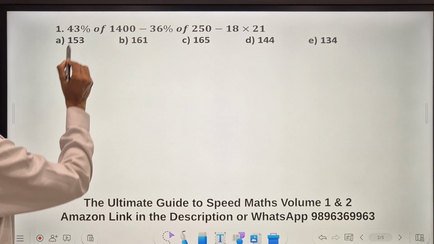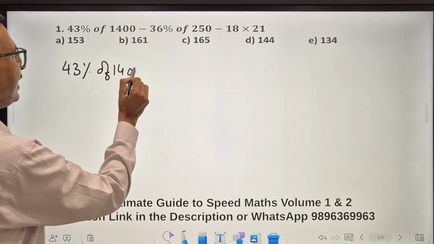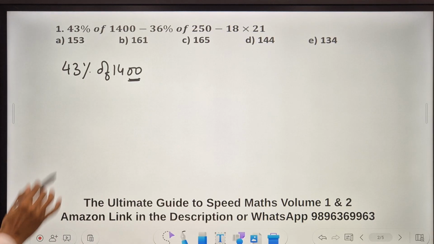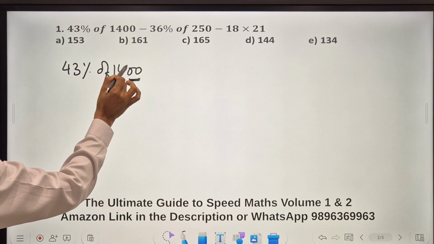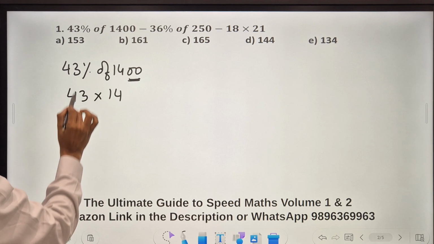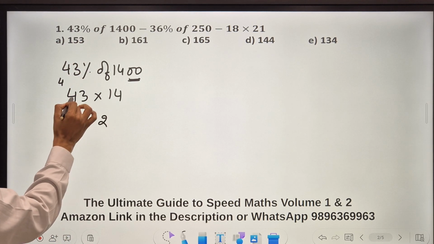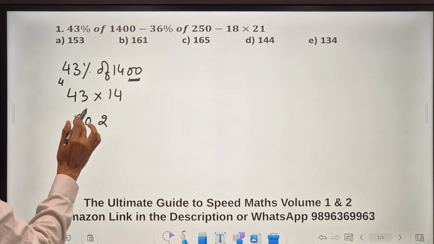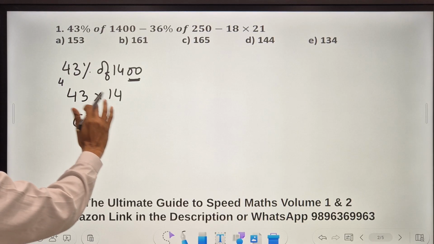Now the first smart trick is for 43% of 1400. Whenever you have two zeros, just forget everything. Forget the percentage, forget of, forget the two zeros. You have 43 times 14, which will give you the first part of your answer. 14 threes are 42, 2 and 4 carry, 56 plus 4, 60. 602 is the first part. This should be done without use of pen and paper.